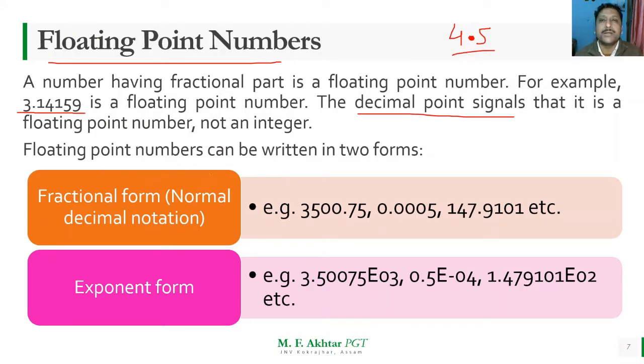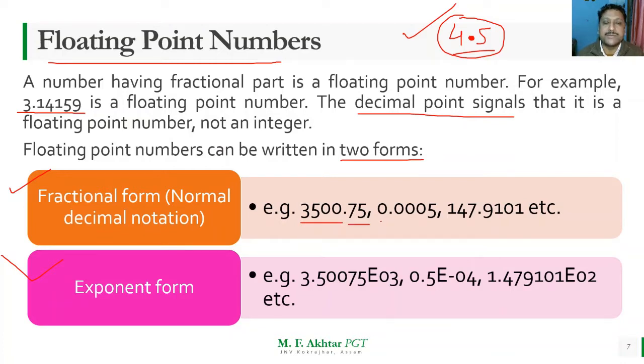Now a floating point number can be written in two forms. There are two ways to write floating point numbers. First is known as fractional form, that is normal decimal notation. This is the fractional form. 4.5, 6.8, 6.952, 3.14159. These are the numbers which are written in normal form, that is fractional form. Now these numbers can also be written in exponent form. First, see the examples of fractional form.